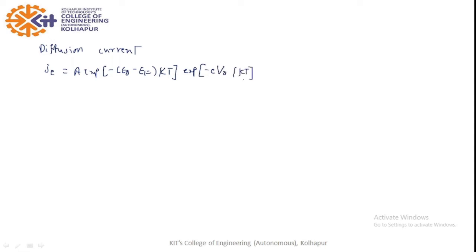So the diffusion current due to electrons, the notation is small j e. j means diffusion and e means due to electrons. That is equal to A, a constant, since it is proportional to the number of electrons. So A exponential minus (Ec minus Ef) by kT, into the probability that an electron can cross the junction, exponential minus EV0 by kT. Okay, we solve it. Ec minus Ef minus EV0.